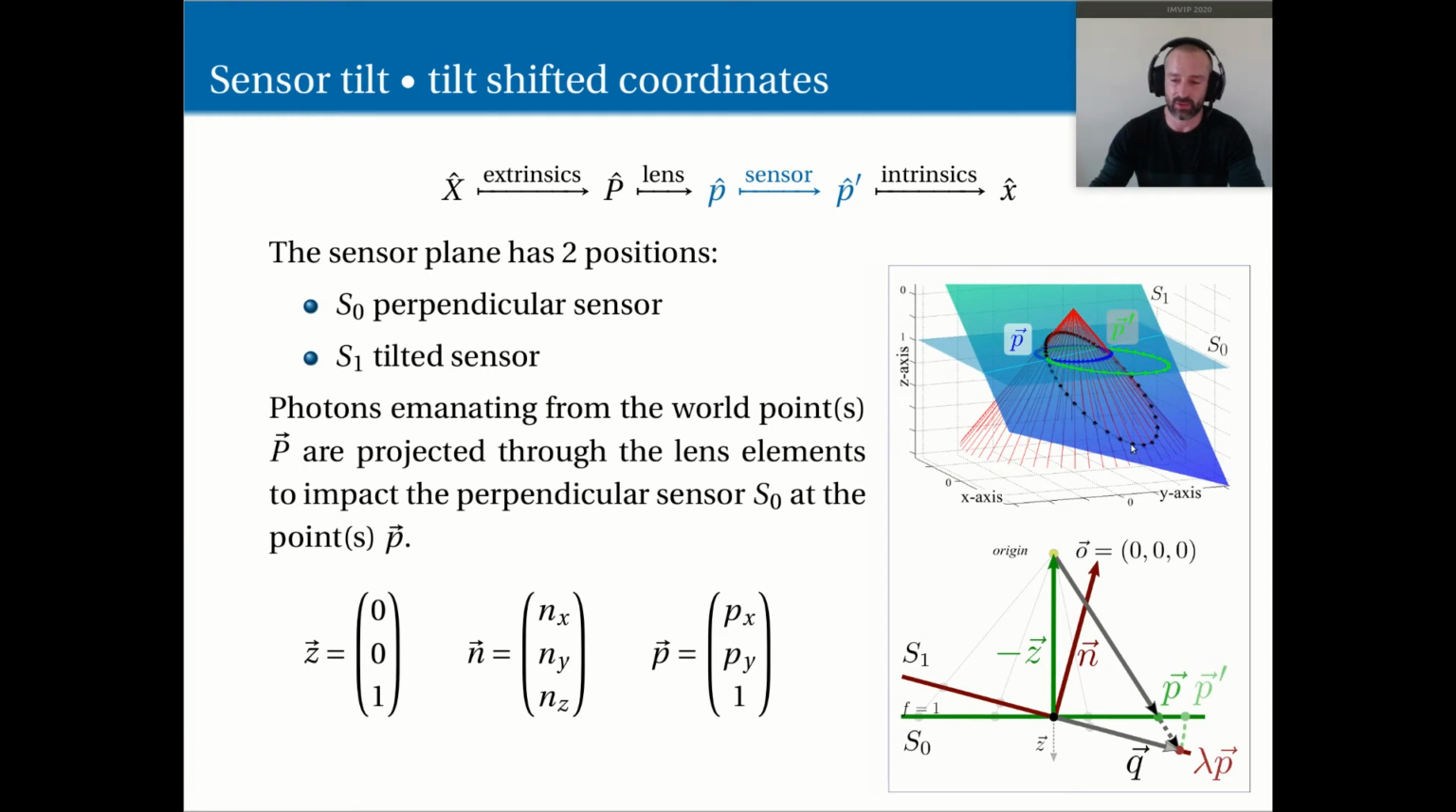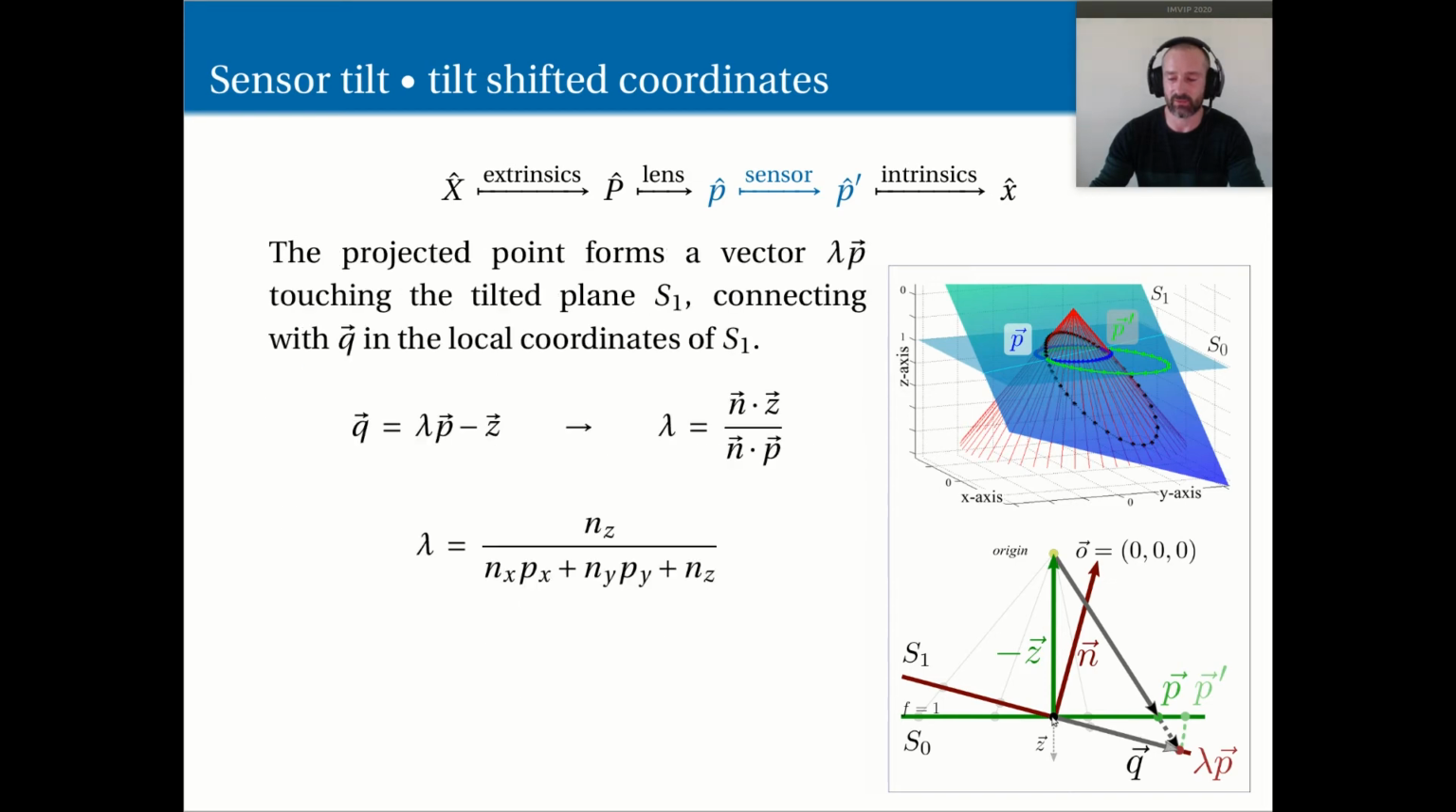So to find the coordinates of these points in the black ellipse, we look to this vector diagram and see that our ideal point P is scaled by a factor lambda to meet the S1 plane. So knowing that this vector Q in the local coordinate system of S1 can be written as a sum of minus Z plus lambda P, and taking it with the dot product of the normal to the tilted plane, we get our closed solution for the scale factor, which tells us where these points are.